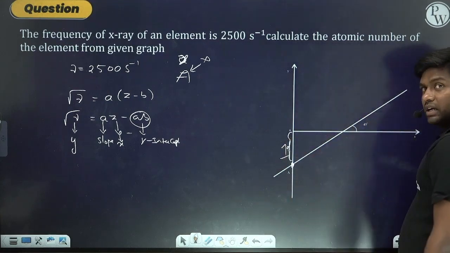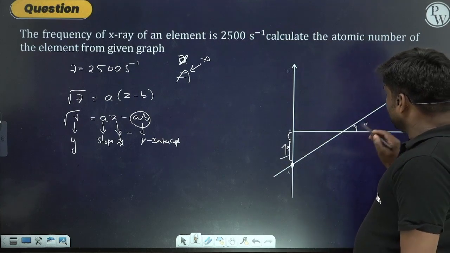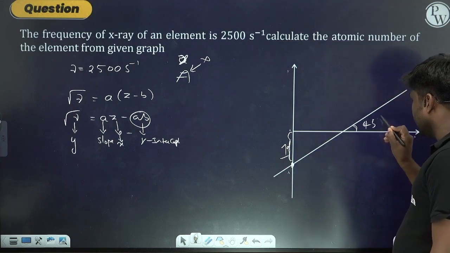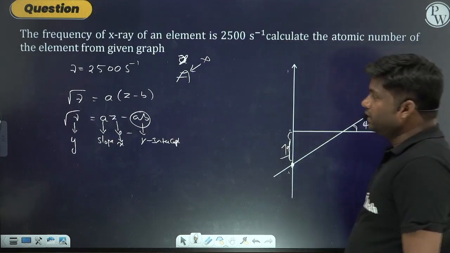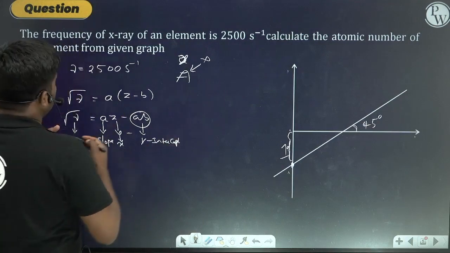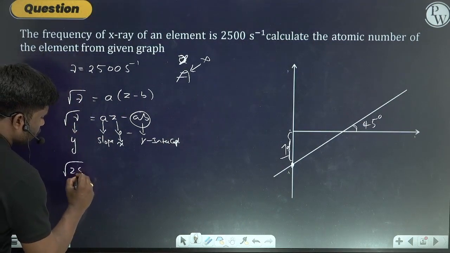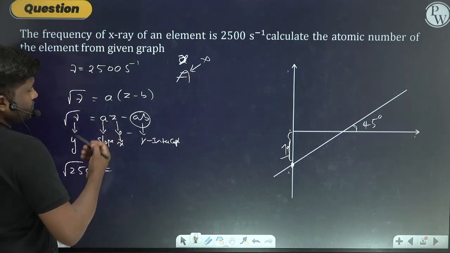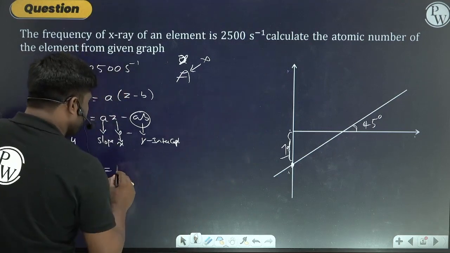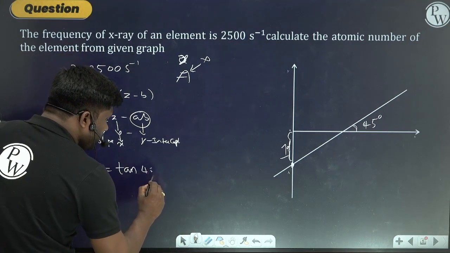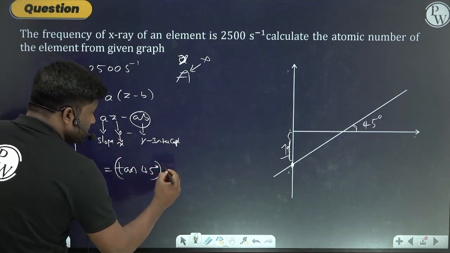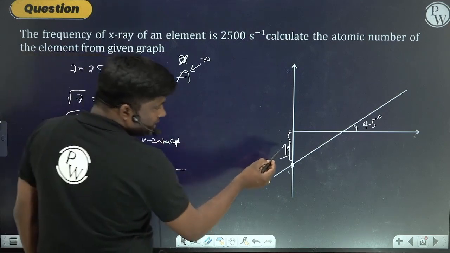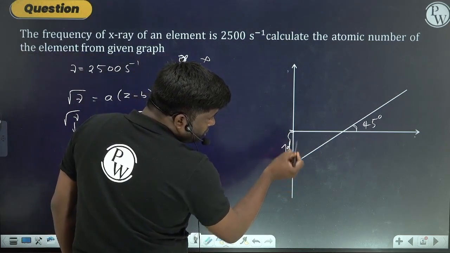The value is 1. And the slope, the A value, is the slope. How much slope has he given? This is 45 degrees. You substitute the values here. Nu value is under root 2500 is equal to A, the slope, which is tan 45 degrees. And Z we need to calculate, minus AB. AB is the y-intercept, which is 1.